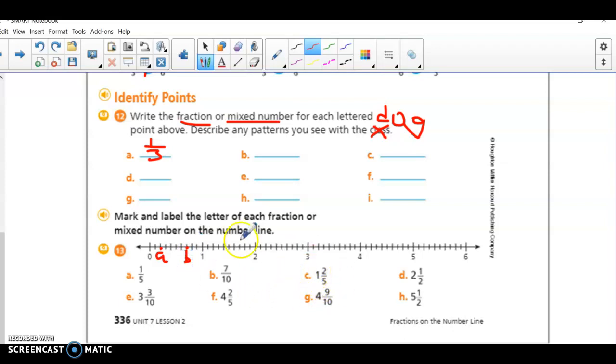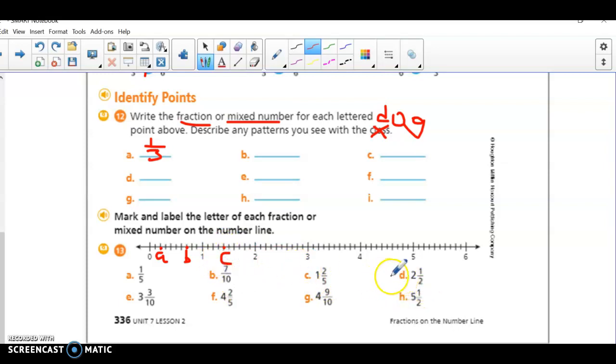And I'll do one more. Let's do 1 2/5. Okay, so 1 whole and 2 more fifths. So here's 1 whole. But remember, I'm now counting 1/5, 2/5. That second long line, that point right there. So 1, 2. That second long line gets me to 1 2/5, so I'm going to label that as C.